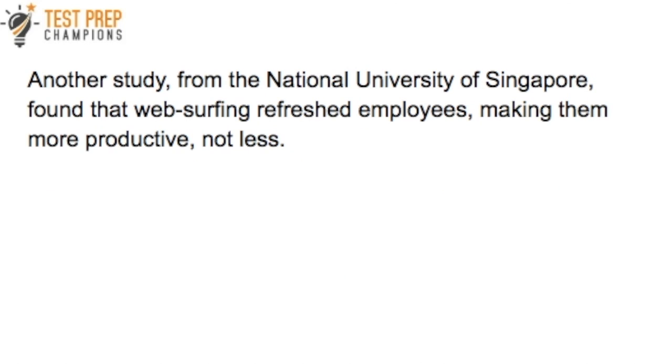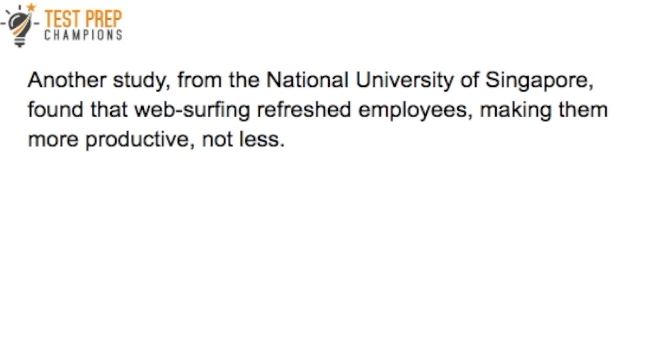Okay, so then I would split your paragraph up so that the next part of your paragraph, where you say another study, I would just start that off as its own paragraph. So you could use this here as a topic sentence. You say, another study from the National University of Singapore found that web surfing refreshed employees, making them more productive, not less. So this could be a separate point, right? This could be a separate topic sentence about how a separate study is showing that they could be more productive.